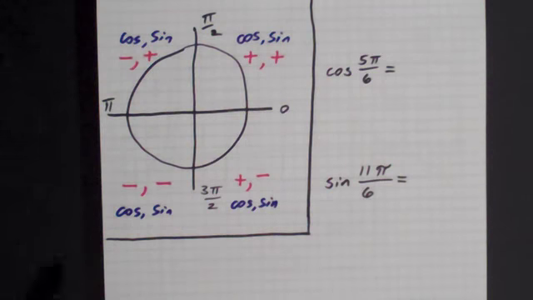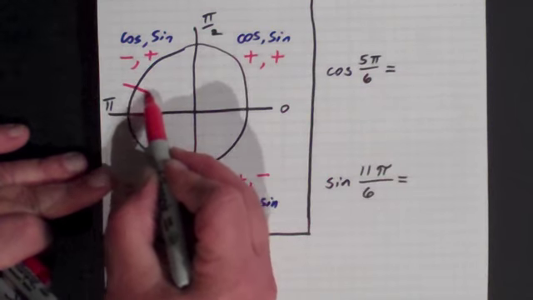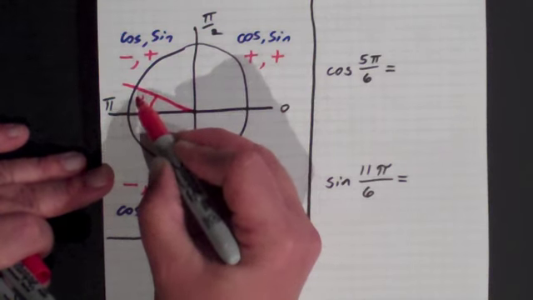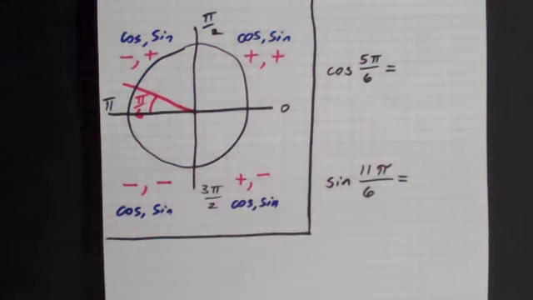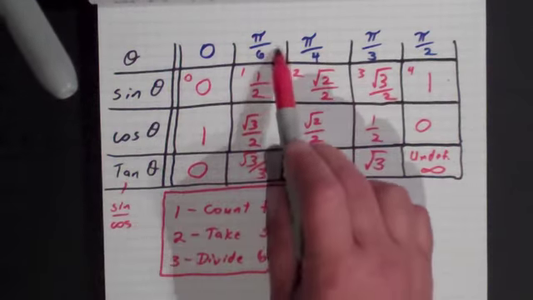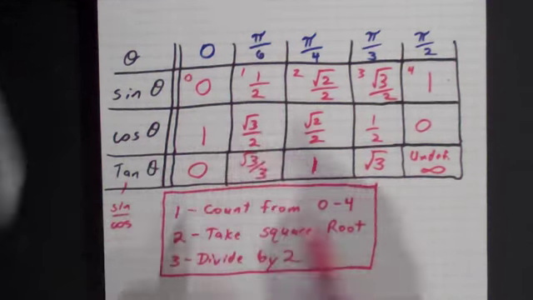For example, let's find the cosine of 5 pi over 6. 5 pi over 6 is 5/6 pi, which is a little less than 1 pi. So I make my angle and find the reference angle to be pi over 6. Then I'm going to look up the cosine of pi over 6. Since I have my table, I'll look. Cosine pi over 6 is radical 3 over 2.